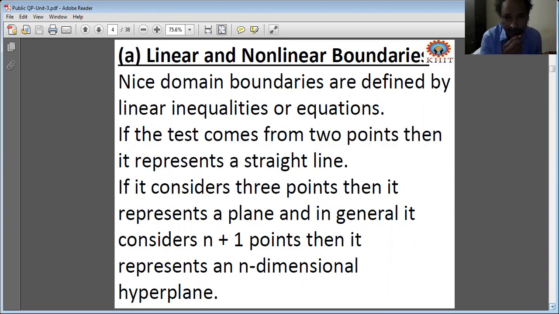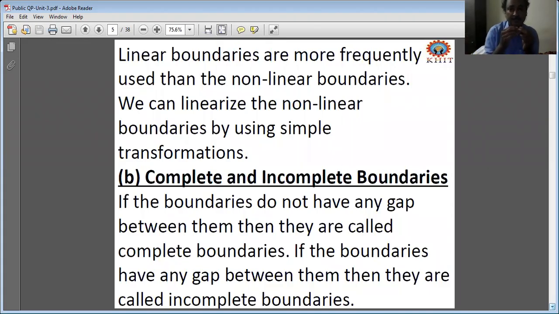If the test comes from 2 points, then it represents a straight line. If it considers 3 points, then it represents a plane, and in general, if it considers n plus 1 points, then it represents an n-dimensional hyperplane. Linear boundaries are more frequently used than the non-linear boundaries. We can linearize the non-linear boundaries by using simple transformations.